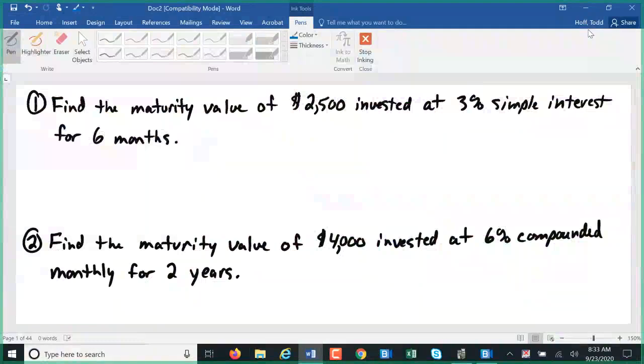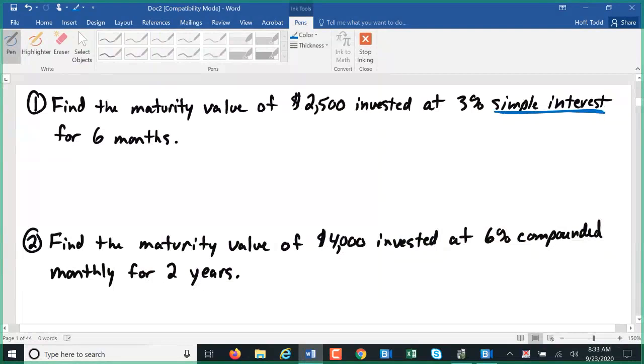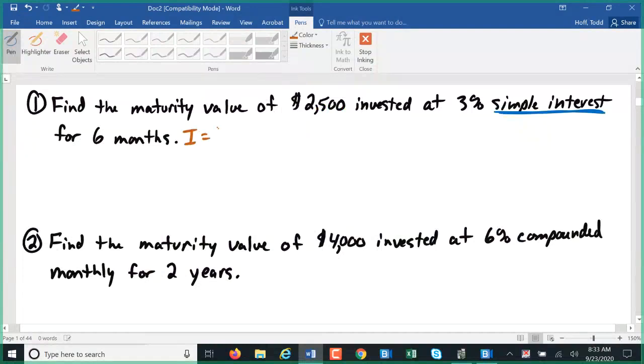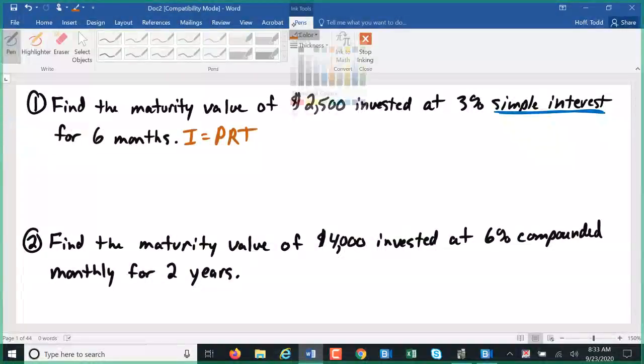You might not be completely done with these, but let's take a look and see how you're doing on them so far. So for number one here, the key phrase is right there, simple interest. So for simple interest, our interest formula is I equals PRT, principal times rate times time.